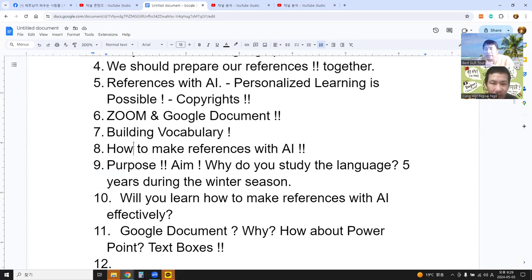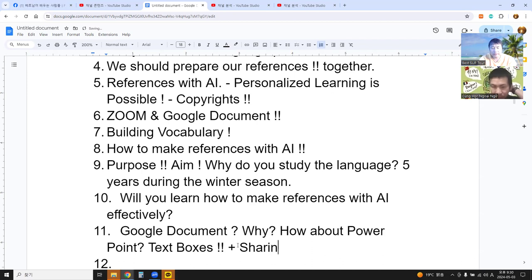And then we can add something, it looks like publishing. If someone is good at editing Google Documents, they can even make books, PDF books. But we are not publishers, we are not editors, we just use Google Document.